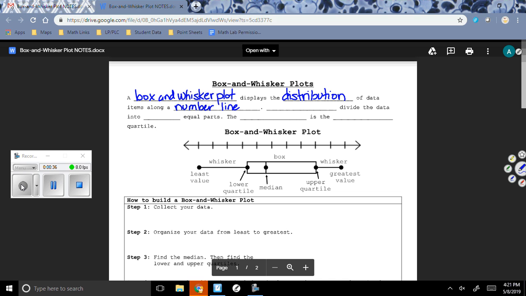The next sentence, quartiles divide the data into 4 equal parts. The median is the middle quartile.